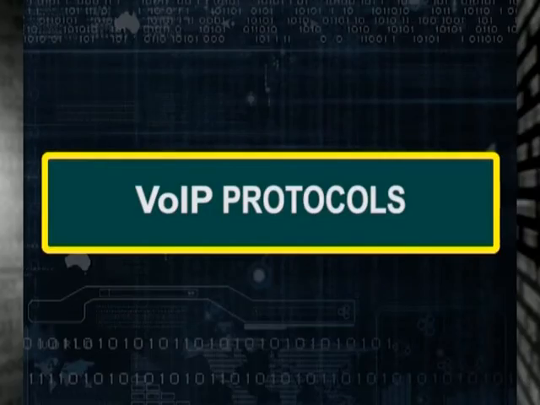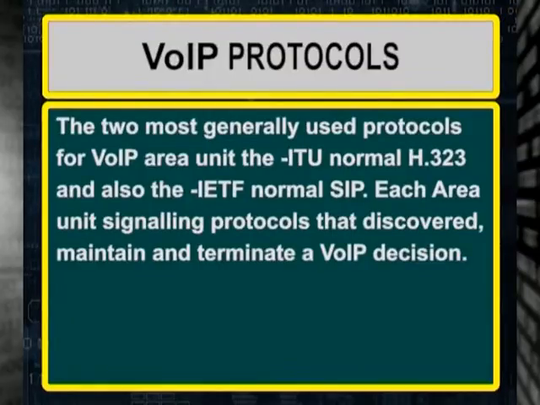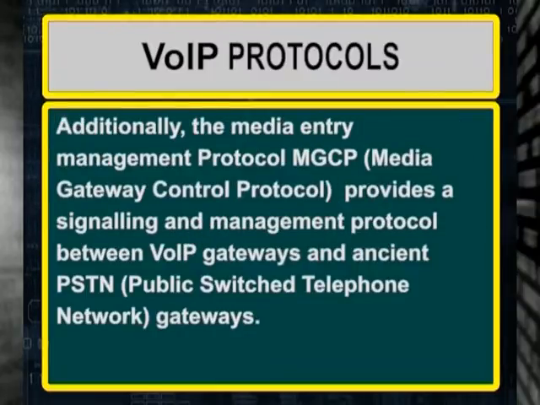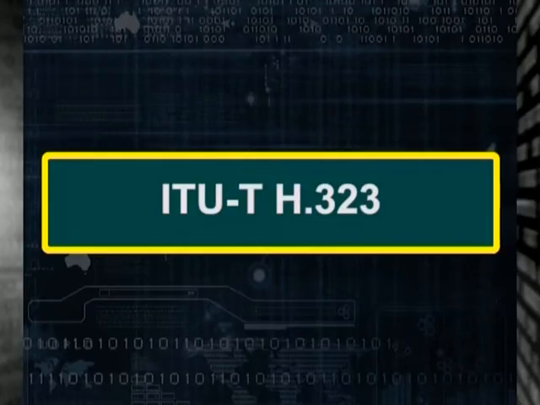What are the VoIP protocols? The two most generally used protocols for VoIP are the ITU standard H.323 and the IETF standard SIP. Both are signaling protocols that establish, maintain and terminate a VoIP call. Additionally, the Media Gateway Control Protocol, MGCP, provides a signaling and control protocol between VoIP gateways and traditional PSTN, Public Switched Telephone Network, gateways. First protocol is ITU-T H.323.